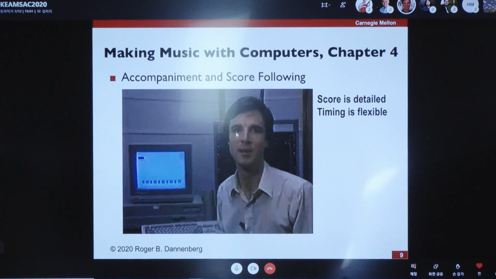Another kind of interaction, real-time interaction, is accompaniment and score following. There was, and still is, a pretty active research area of reproducing the scenario of chamber music, with performers collaborating together, only now one of those performers is a computer.